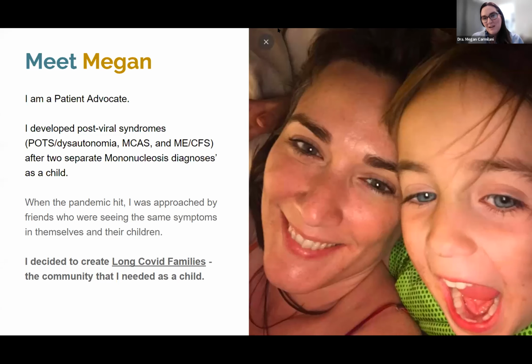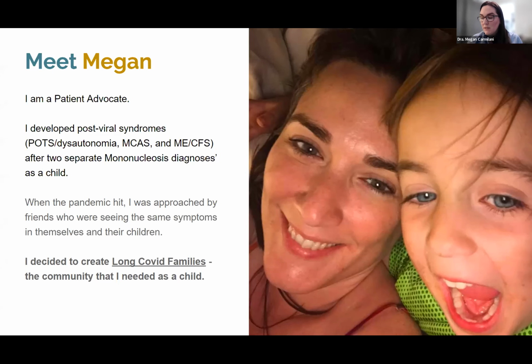So Long COVID Families is here. I am. That's my daughter, Anna. Long COVID Families is a nonprofit that supports children and caregivers whose lives have been disrupted by triggered illness. Our community is primarily people who had mild COVID, if not asymptomatic COVID, and later developed long COVID symptoms. This is mostly a non-hospitalized population that's in our support groups.